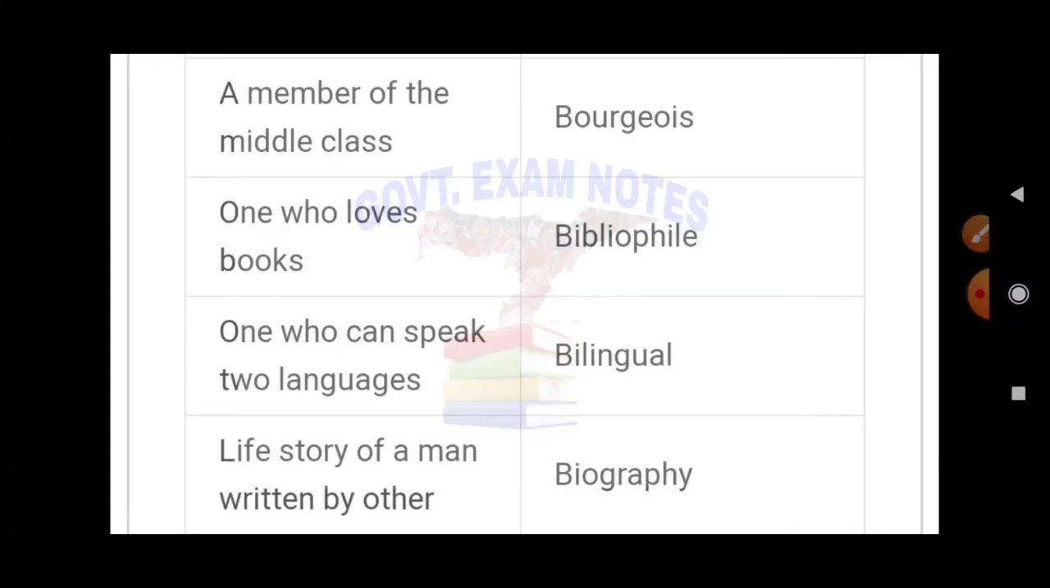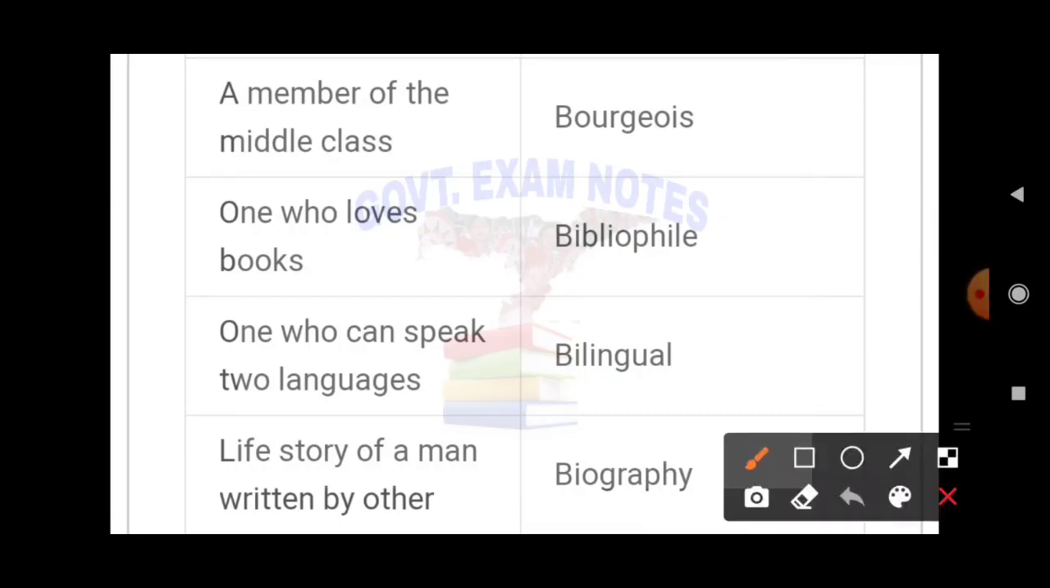Here it is saying a member of the middle class. A member of the middle class is called bourgeois. Probably you have heard this, but just check the spelling well. It is spelled like bourgeois, but it is pronounced differently. So the member of the middle class is bourgeois.